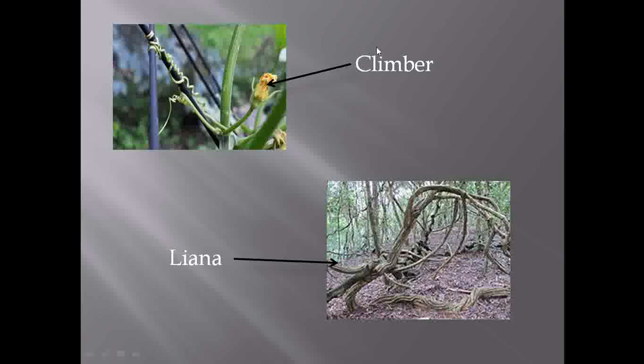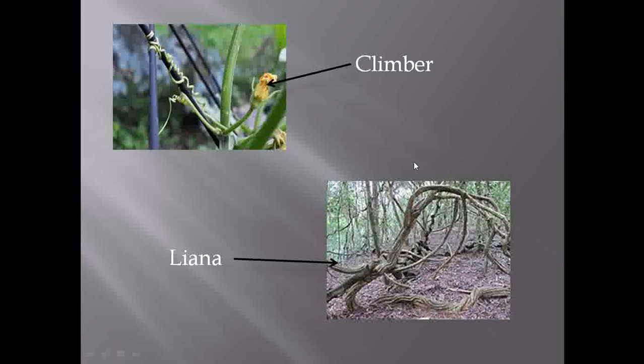Then next comes liana. Liana means a woody climber. So if you observe the difference in the stem, under the climbers you are going to see that the stem is green. Okay, it is delicate and herbaceous. While if you observe the lianas, see the stem, it is completely woody.